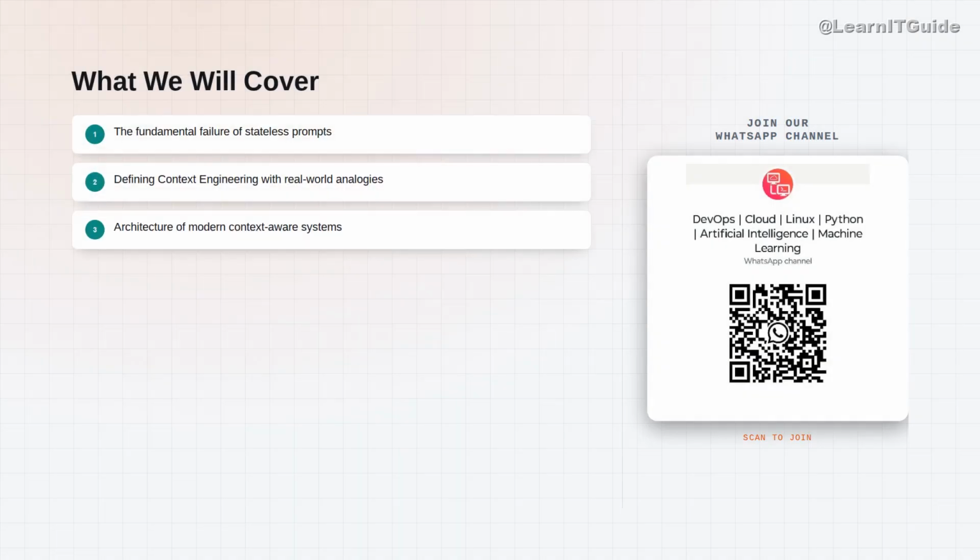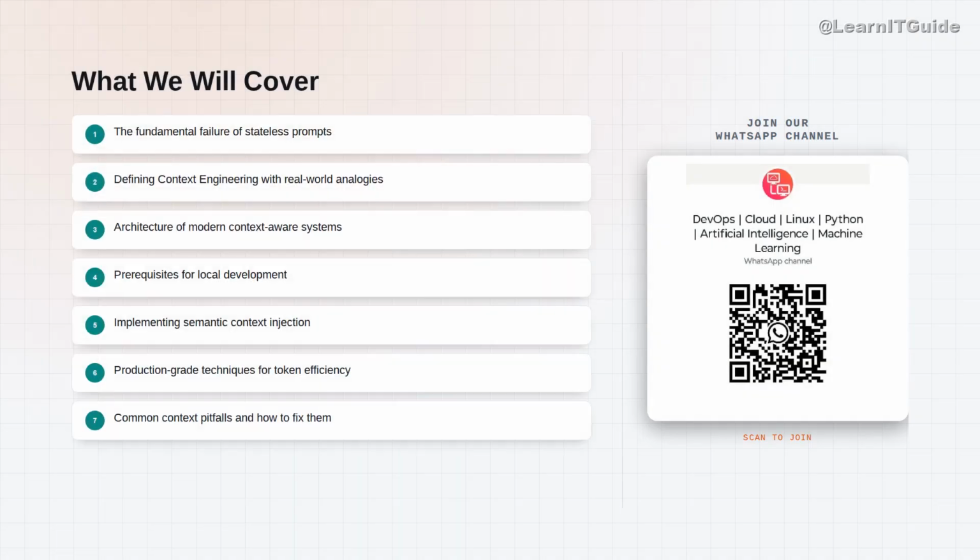Specifically, we will look at the failure of stateless prompts, define context engineering, explore system architecture, set up your local environment, implement semantic injection, look at production techniques, debug common pitfalls, and summarize key takeaways. Watch the full video without skipping any content to understand it better.